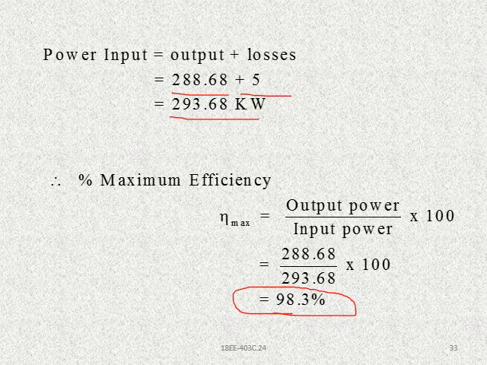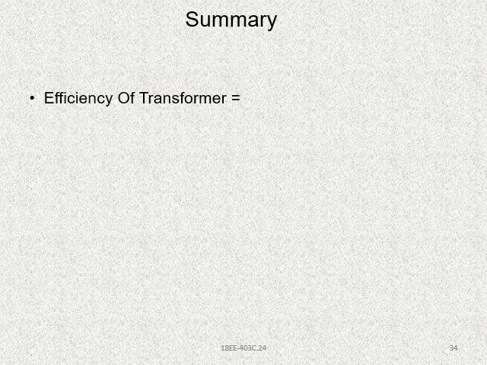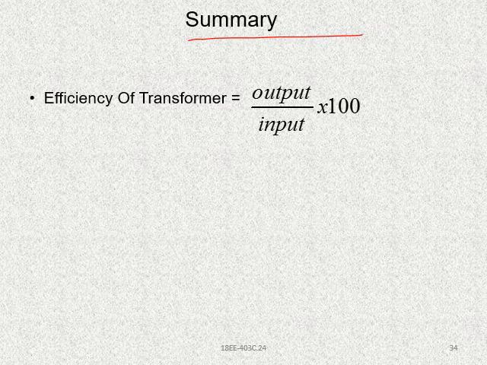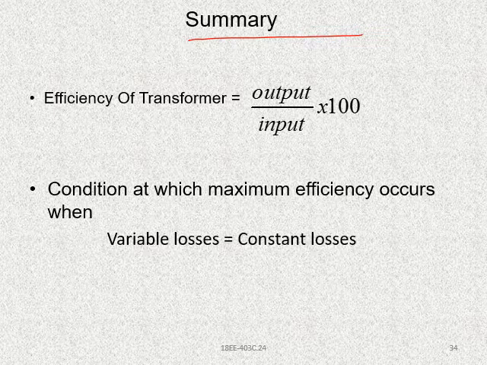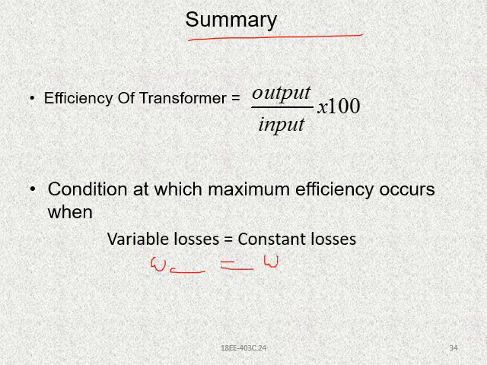Just be careful with these problems with the conditions like maximum efficiency and half load or 6 by 5th load or 3 by 4th load or 1 by 4th load. You need to cross check them once or twice and try to solve the problems. So this is about the problems on efficiency of a transformer. And the summary is, the efficiency formula, output by input into 100, the condition for which maximum efficiency occurs when variable loss is equal to constant loss, nothing but WC equals WI.